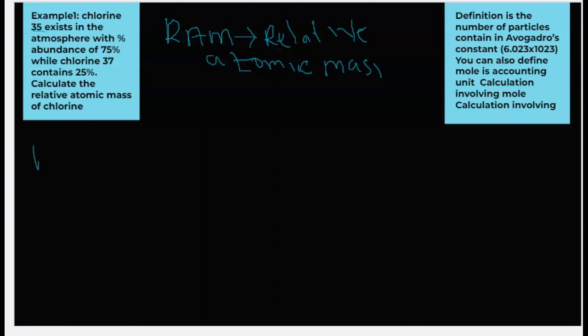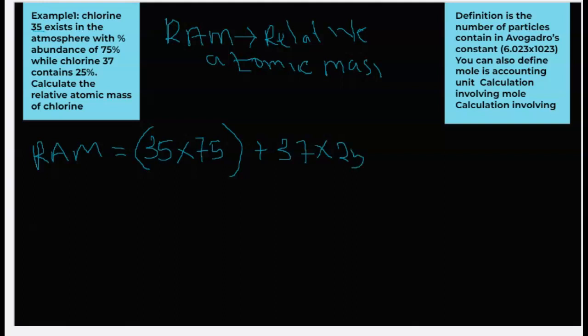Let's write it. Relative atomic mass is equal to, open bracket, 35 chlorine times its percentage, which is 75, close bracket, then we say plus, open bracket, chlorine 37 times its percentage abundance, which is 25, close bracket, then divide by 100 all of them. So this is the general formula of relative atomic mass.